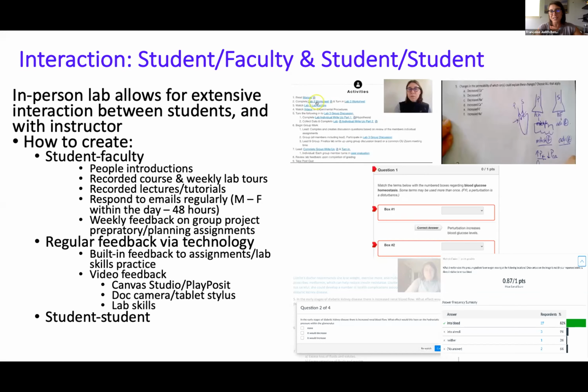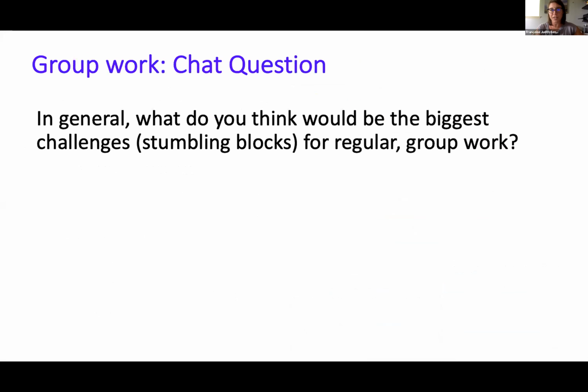And now we'll move on to student-student interaction with the emphasis on group work through the discussion board. So we were curious to hear from our audience, what do you think would be the biggest challenges or stumbling blocks for regular group work? So if you could take a moment and post in the chat your response to this, we'd be interested in hearing your voice.